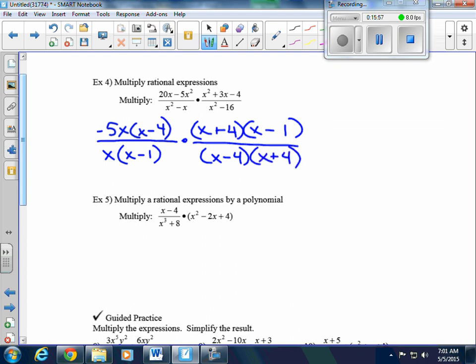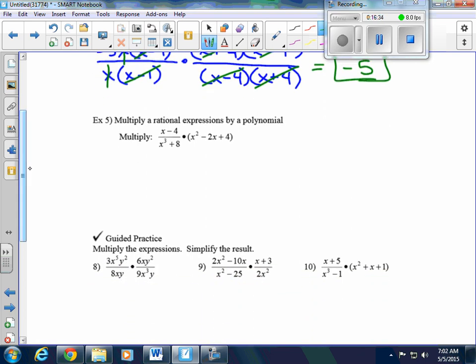Okay. So now we're going to look at, are there any that we can cancel out? And so I see an x minus 4 here and an x minus 4 here. Those are gone. I see an x plus 4 here and an x plus 4 here. Those cancel out. I see an x minus 1 and an x minus 1. And these x's are going to cancel out. And so actually the only thing we have left is -5. So this entire fraction is really -5 in simplified form. It equals -5.